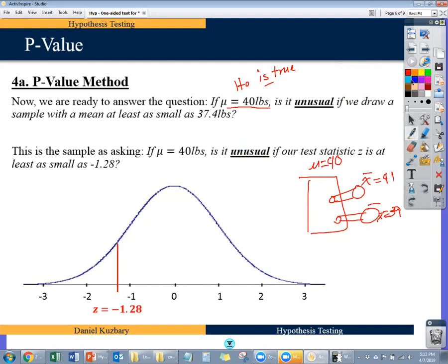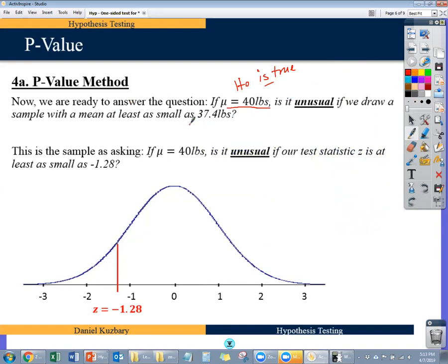So if all this is true, if the mean is really 40, which is my hypothesis, how unusual is it that I get x bar equal to 37.4? It's possible to get it. I got it. But is it unusual is the question. If it's really unusual, then there's something wrong with our hypothesis. If it's really strange, if the probability I get that is really small, there's something wrong with my hypothesis. That's the idea.